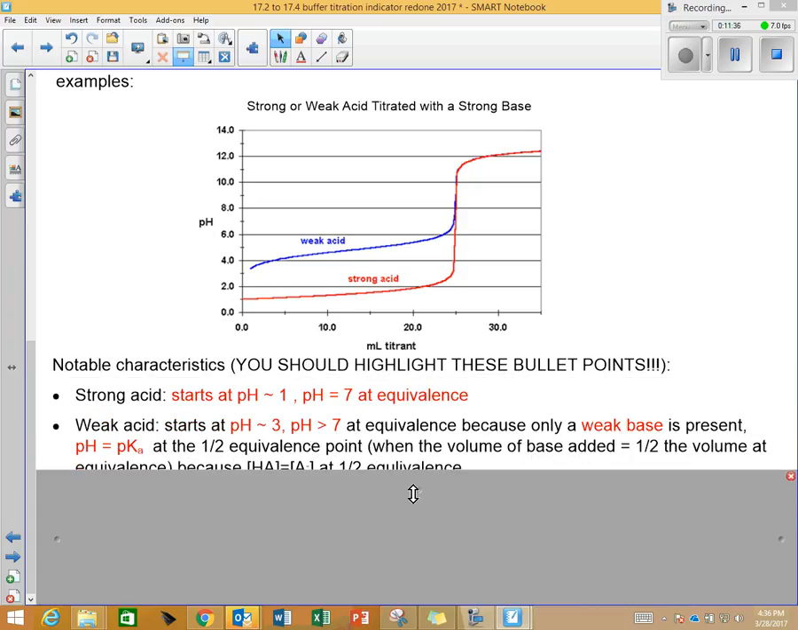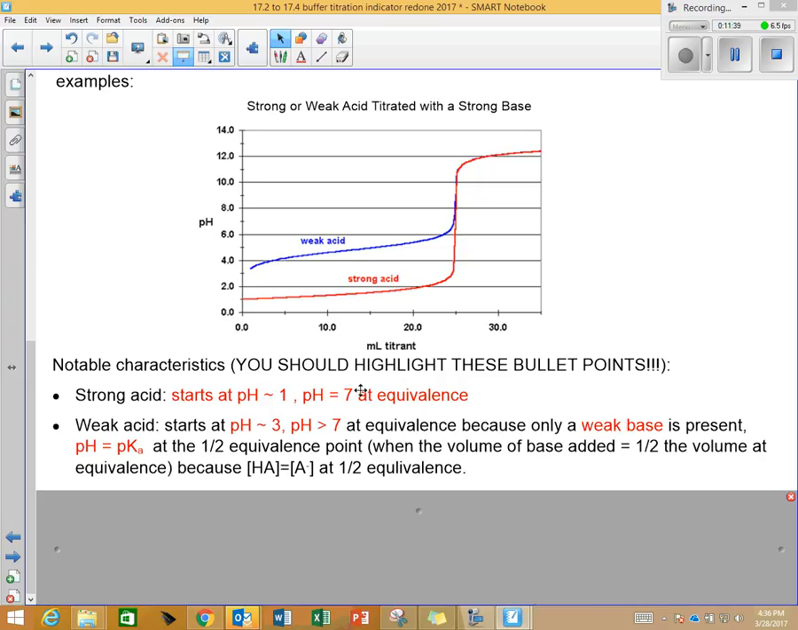Now, you're going to highlight these bullet points and fill in all this information. For strong acid, notice we started around pH 1. To find where the equivalence point is, you go where there's a sudden shoot up. And so the equivalence point for this particular graph is at 50 milliliters. And we're going to go halfway between where it starts to shoot up and where it stops shooting up. So halfway between here and here would be about right here, which is pH 7 for this red curve. And the pH is always 7 at equivalence for a strong acid, strong base.